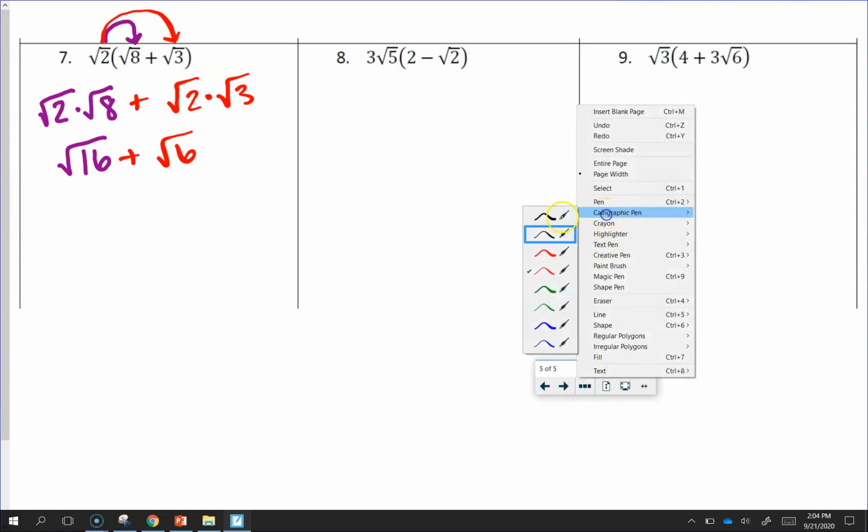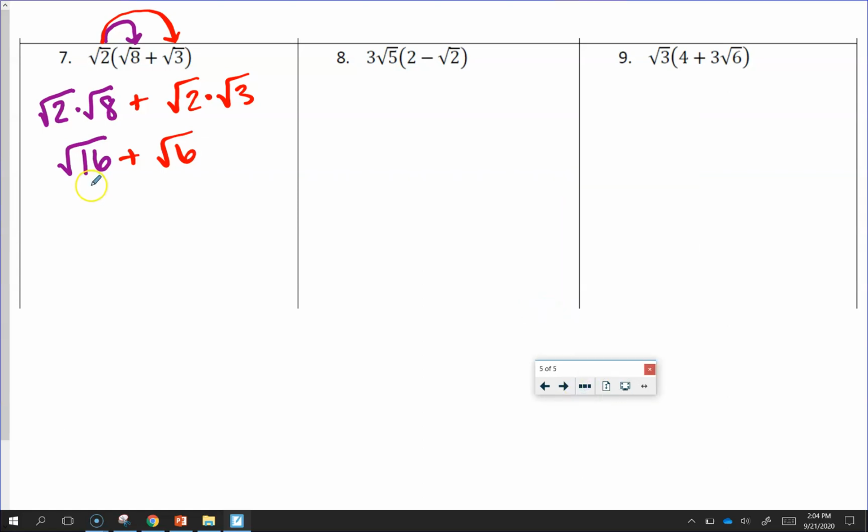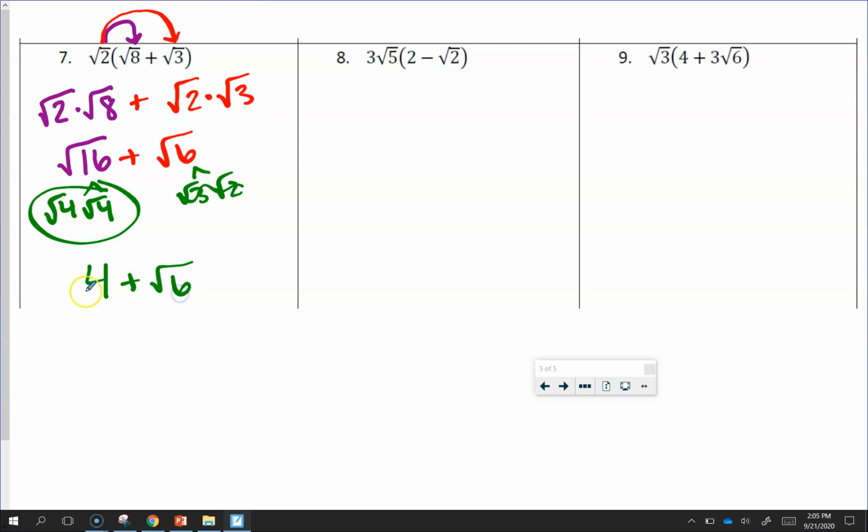Okay, the square root of 16 I can break apart to be 4 and 4. Look at that, Mama's rule, there's a partnership. So 4 comes out of the house. Square root of 6 is 3 and 2. Nothing repeats. So plus square root 6 has to stay. And that's our answer.